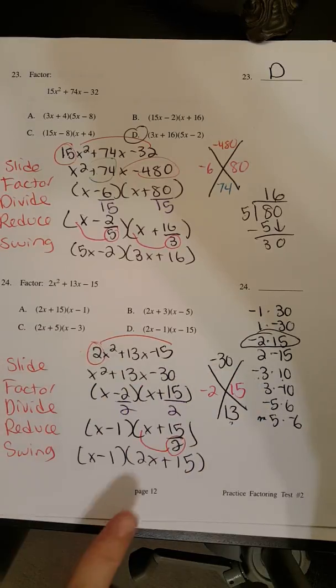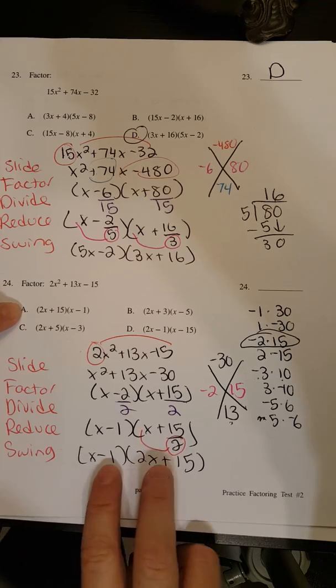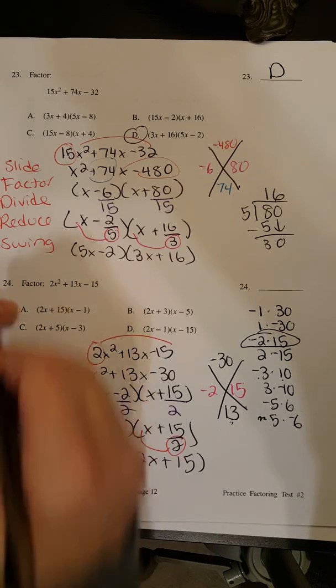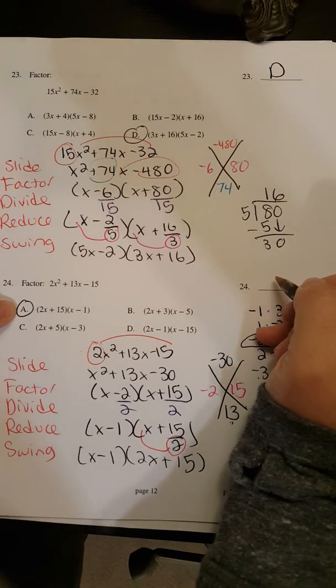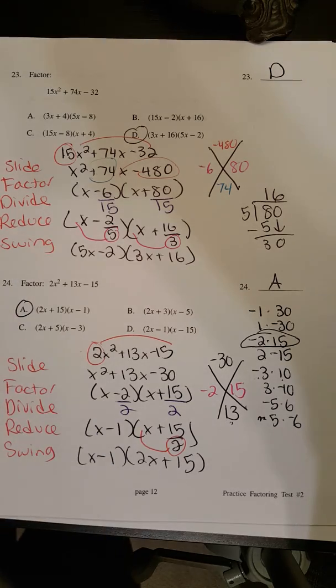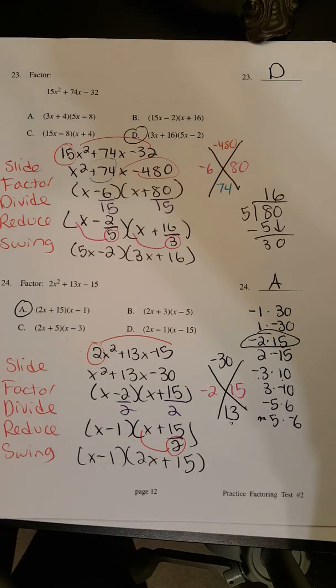Now, the one that's closest is A. Notice the only thing they did was switch the parentheses, which is the same answer. Again, something like 2 times 3 is the same as 3 times 2. That's our commutative property of multiplication. You can change the order of things. So our answer there is A.